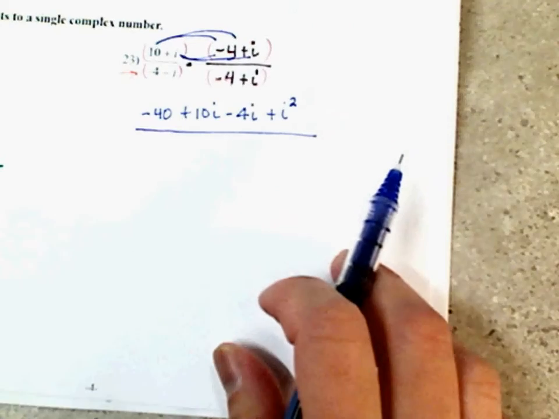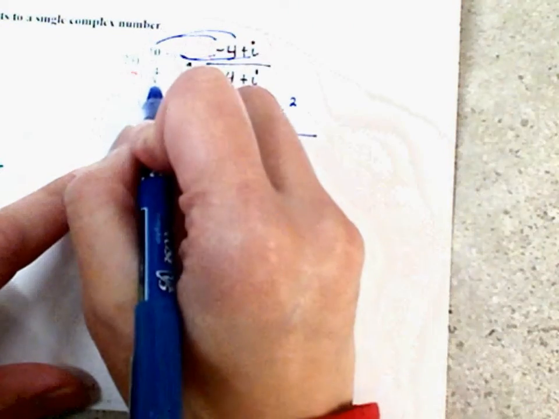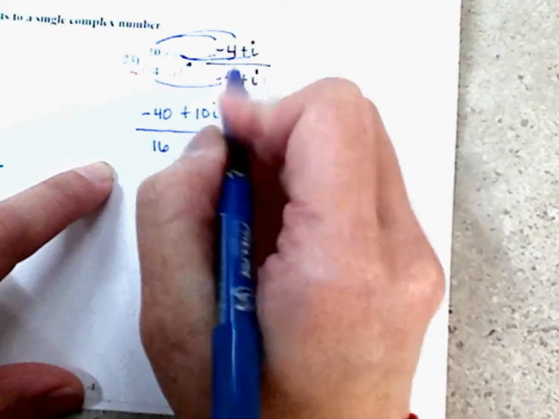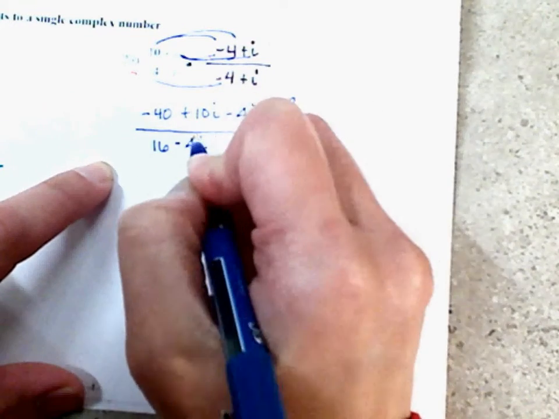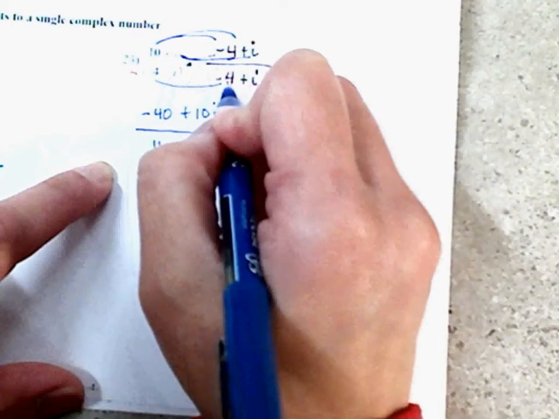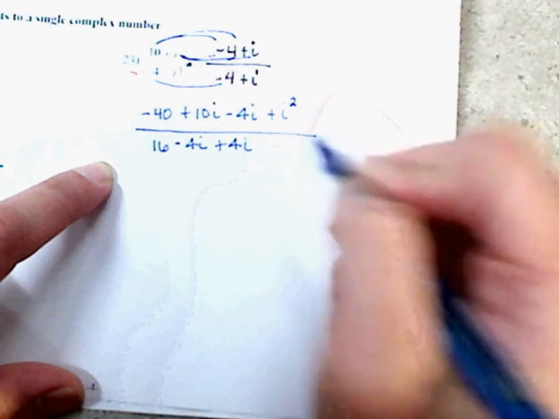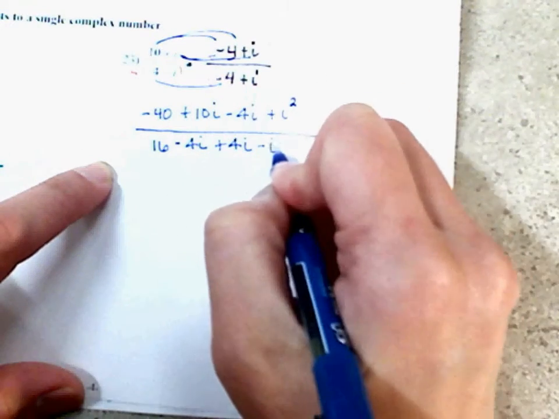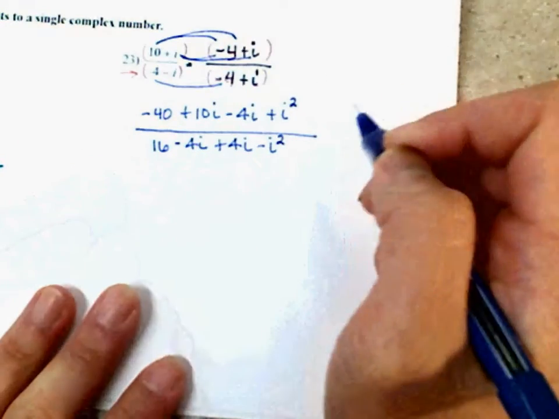All right. Negative 4 times negative 4 is positive 16. Negative 4 times i, negative 4i. Negative i times negative 4 is positive 4i. Negative i times positive i is negative i squared. Okay. Now let's simplify a few things.